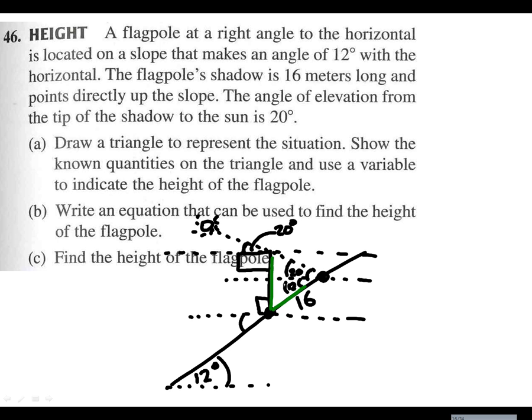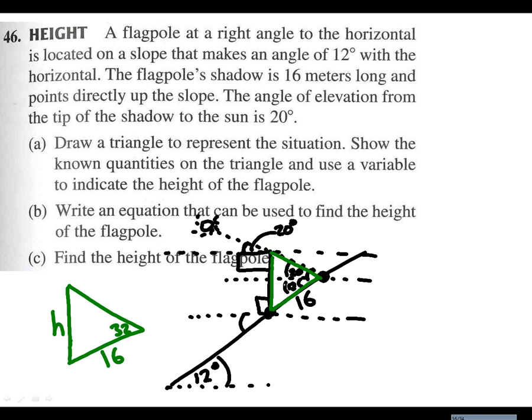There we go. This triangle here is the triangle we really want. And so let's draw it. We've got 20 plus 12, or 32 degrees. We've got a side of 16. We want to know how tall that flag is, the height here. And so do we have enough information to figure this out? We're going to need one more angle.